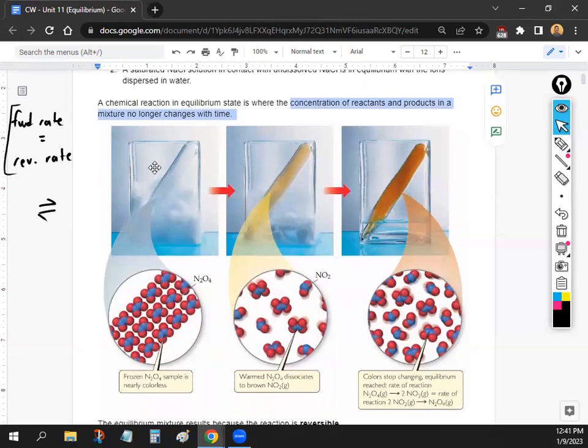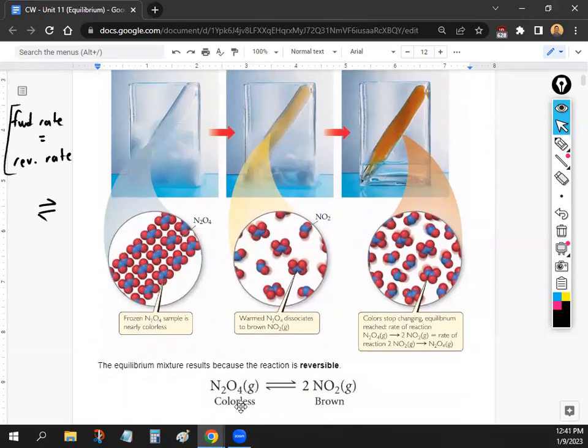We have a quick example here. In this reaction, you have N2O4, which is a colorless gas. So it starts like this. Then it starts to produce NO2, which is a brown gas. It starts colorless, then slowly turns brown, and then it gets to a point where it reaches this kind of murky brown color, and it just stays there. The forward and reverse rates are the same, and the color stops changing.